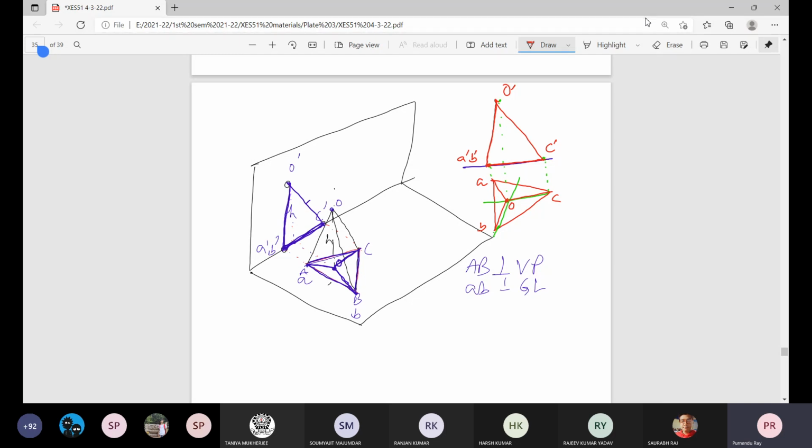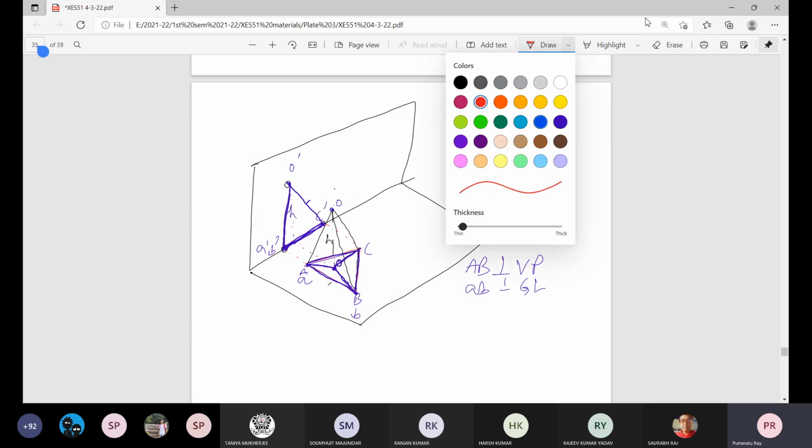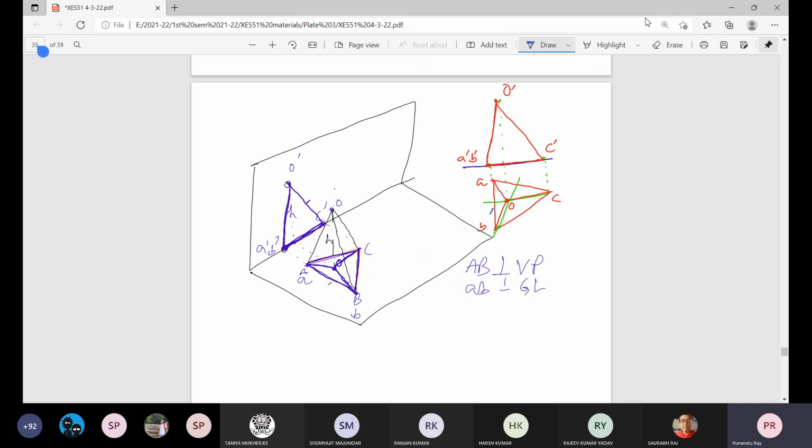6 lines, AB, BC and CA, then OA, OB, OC in plan. 6 lines in elevation, AB, BC, CA, other OA, OB and OC.